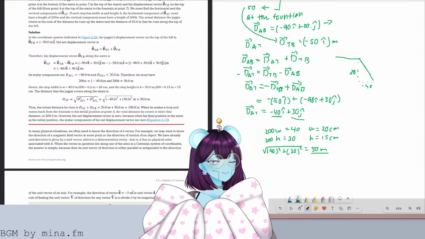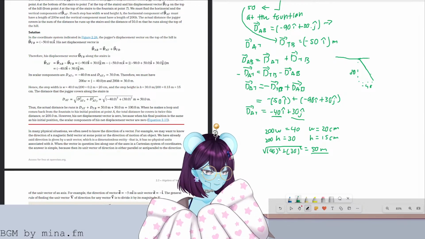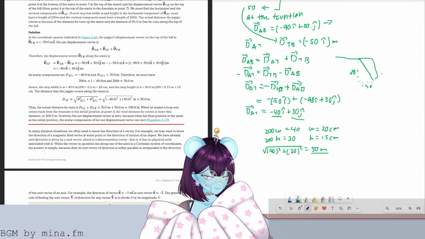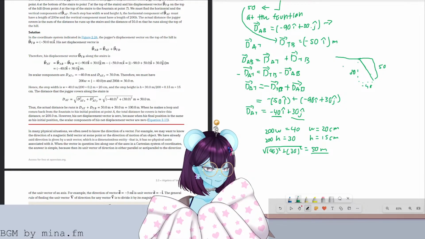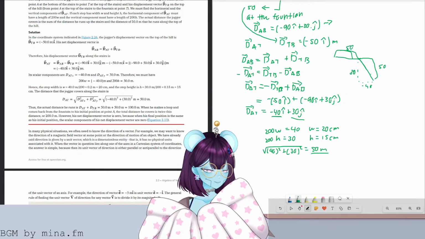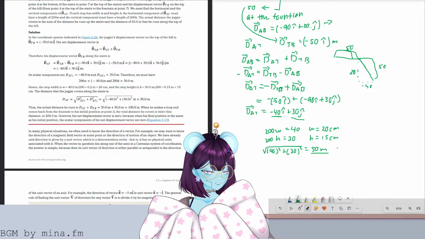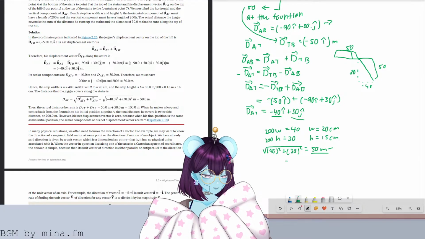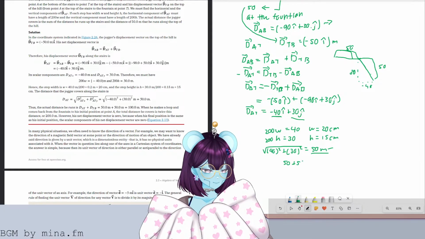Sorry, not the total distance. That is the distance of this part that he ran. This is 50, and this is 50. Oh, this is 50, so total is 100. Sorry, my bad, I made a mistake. So you take the 50 plus the 50, and it is 100 meters.